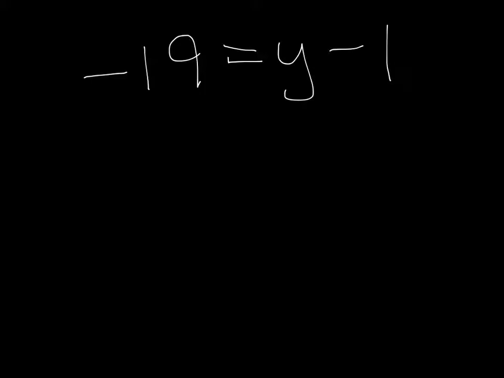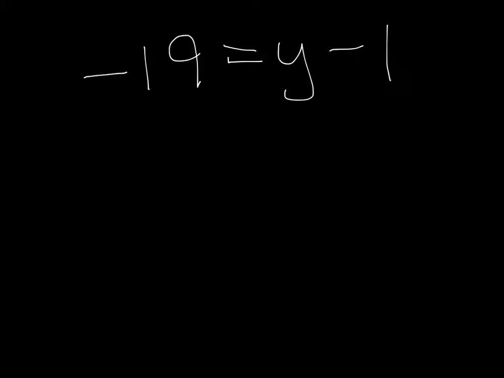So let me show you an example of what I mean. So if I had negative 19 equals y minus 1. Okay, now all of a sudden the letter's on the other side. It might scare you a little bit. Don't let it. You just need to look at this and say to yourself, my letter has to be on one side. My numbers have to be on the other.